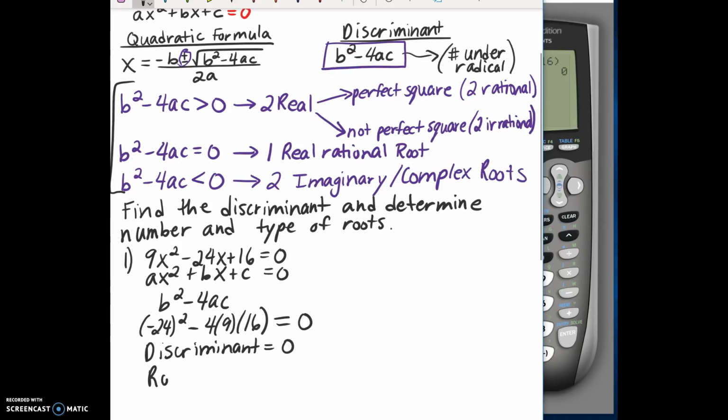And then when we talk about the roots, it's one real rational root. And you want to write all of that information out, the real and the rational, for this. Okay, so that's our first example.